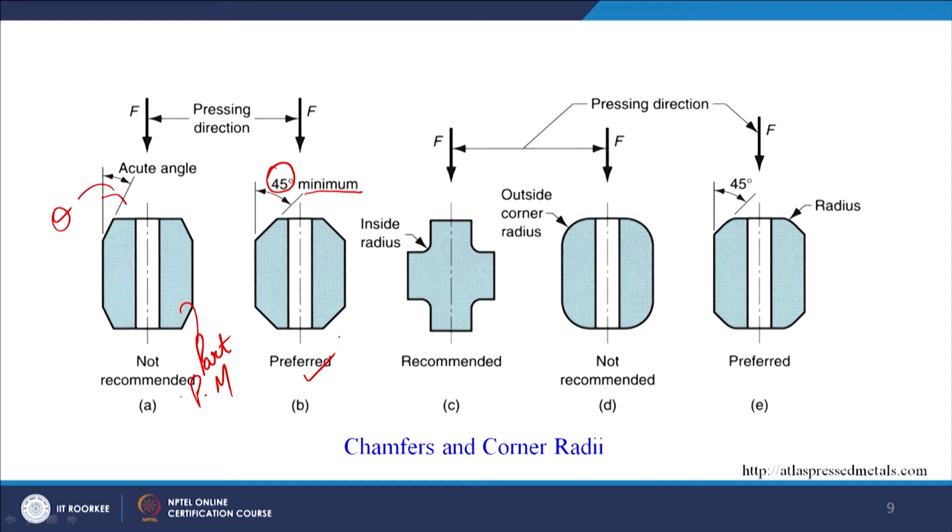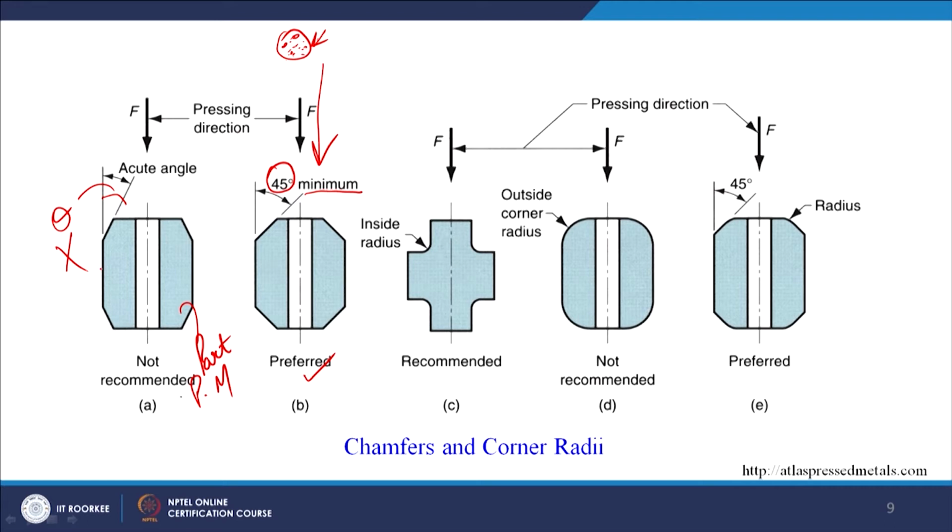This is the direction of pressing. As we have seen, we have metallic powders, we blend two or three different types of powders, then put them in a mold or a die, and then apply pressure to compact them. This is the direction of compaction which we must keep in mind. When we are pressing in this direction, if this theta is acute, it must be avoided. Maybe 45 degrees or more than 45 degrees is preferred.